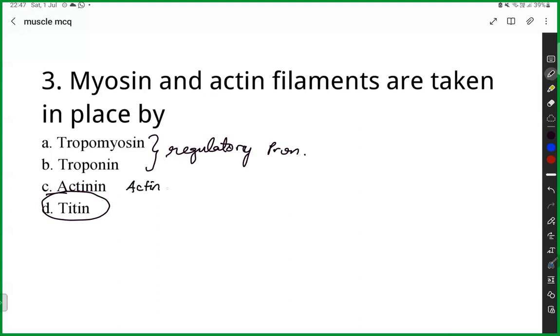So actin to Z line binding is done by actinin. Titin connects your Z line to your M line. Now when Z and M are connected, in between are the thick filament and thin filament. That is going to be your actin and your myosin. Therefore, it holds both actin and myosin in one place. So it's going to bring both of them together. Who is going to bring both of them together? Your titin. So the answer is titin.